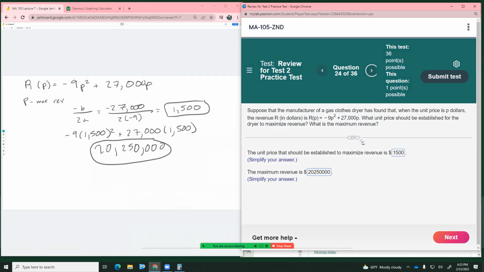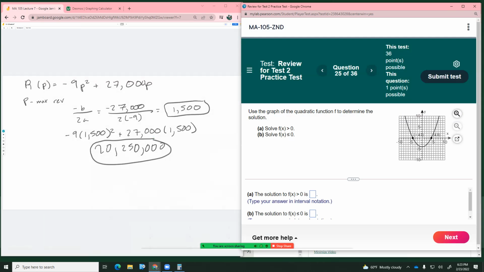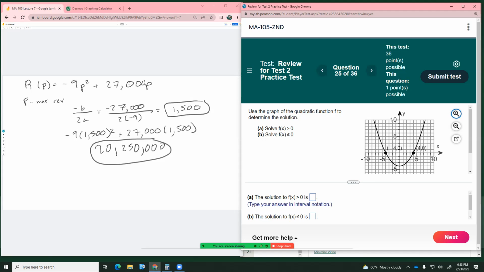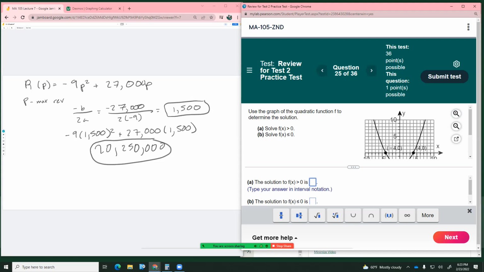All right. Now we look at 25. Let's see what we got here. Use the graph of the quadratic function f to determine the solution. Solve where f is greater than 0. That just means where is this thing above the x-axis? That's what that means. It's above the x-axis below -4 and greater than 4.